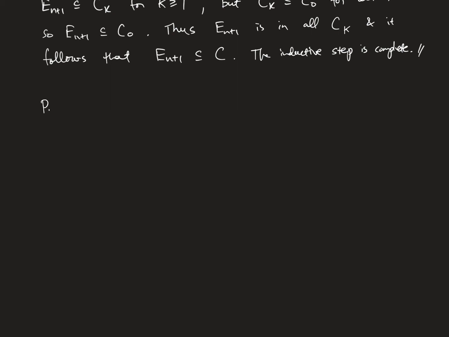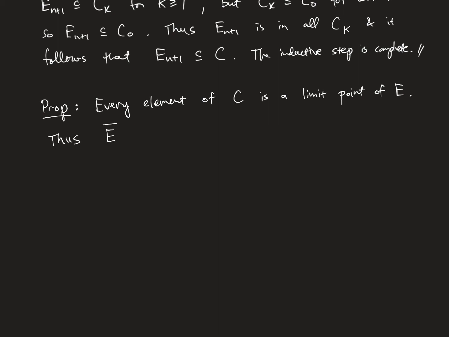So we have the following proposition: every element of C is a limit point of E. And so as a consequence, the closure of this endpoint set is the Cantor set. Okay, so let's take a look at the proof.